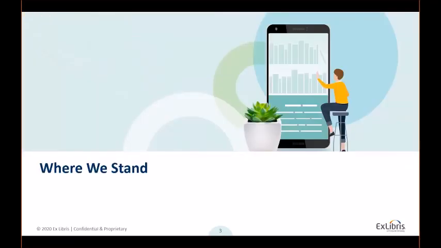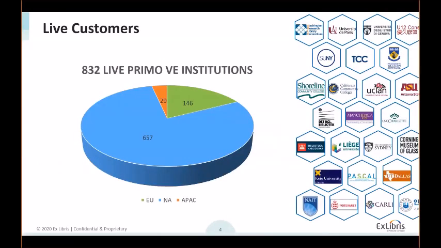So let's start where we stand. We are currently on 832 live Primo VE institutions from all the types, all the regions, as you can see in the slide, all topologies: single institutions, consortia, multi-campus, etc. And we have Primo VE new customers as well as customers that moved from Primo to Primo VE.